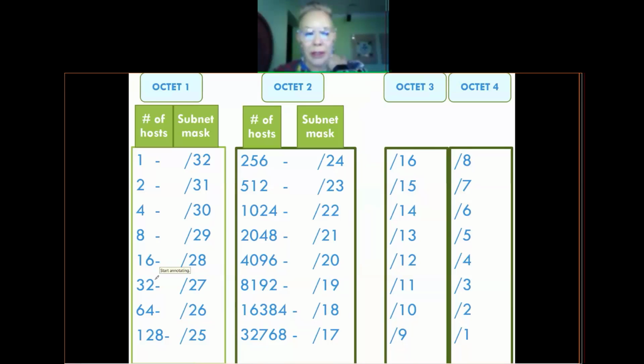So they would need a /27 subnet mask, right? Because if you take 32 and you subtract 2 from it, that leaves 30. So that's plenty to take care of the 17. And look, this one would be too small. Do we agree? Okay, how about this one?